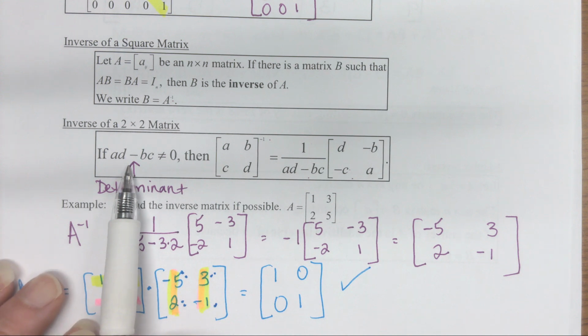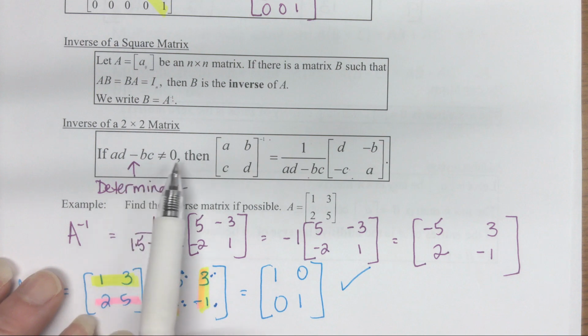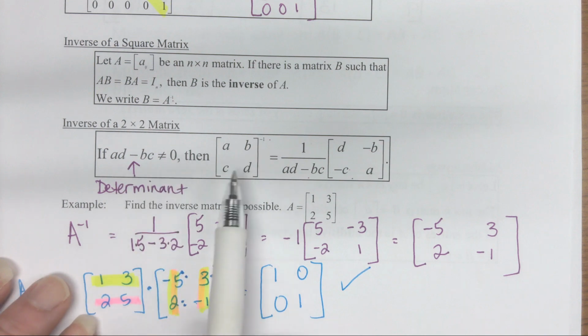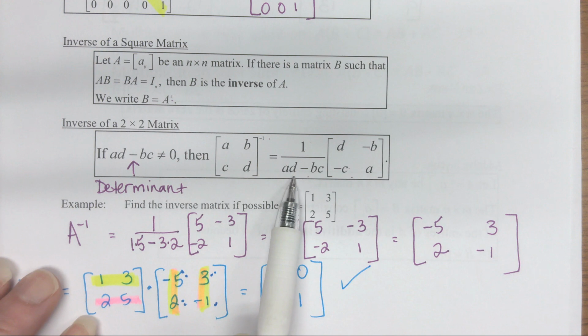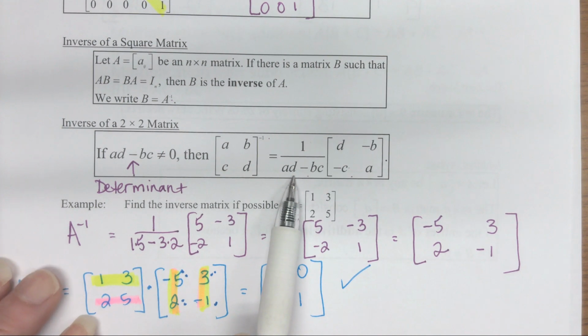Hey, by the way, what would happen if the determinant was 0? What would happen here if the determinant was 0? I'd have 1 divided by 0. Can we divide by 0?